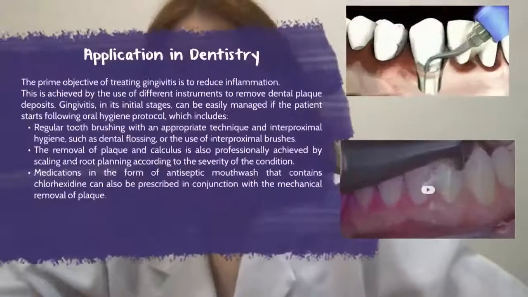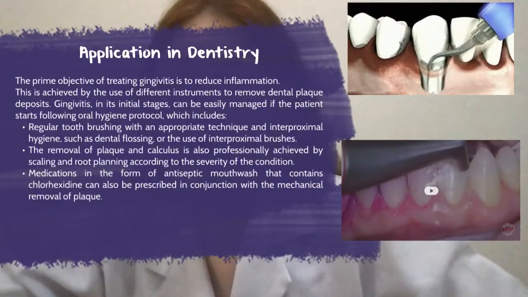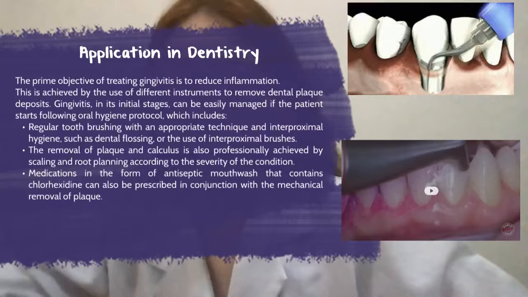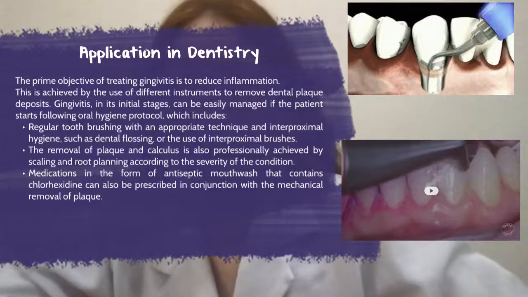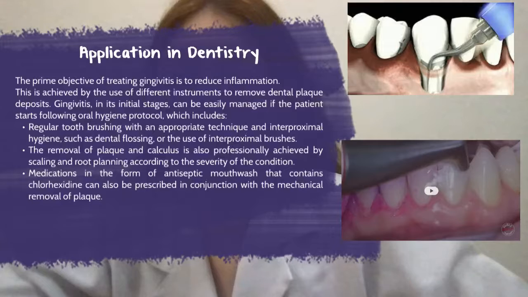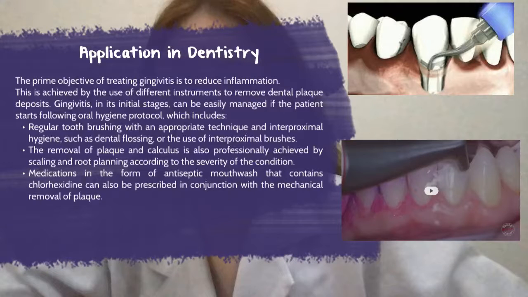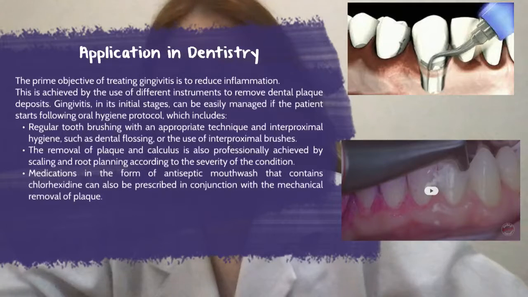Application in dentistry. The prime objective of treating gingivitis is to reduce inflammation. This is achieved by the use of different instruments to remove dental plaque deposits. Gingivitis, in its initial stages, can be easily managed if the patient starts following oral hygiene protocol, which includes regular tooth brushings with an appropriate technique and interproximal hygiene, such as dental flossing or the use of interproximal brushes.